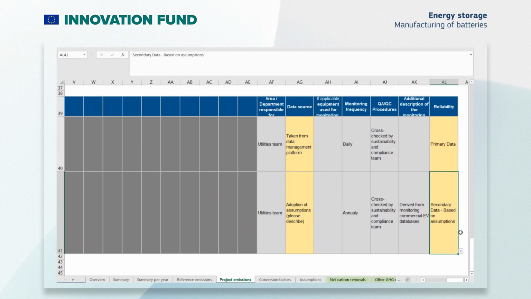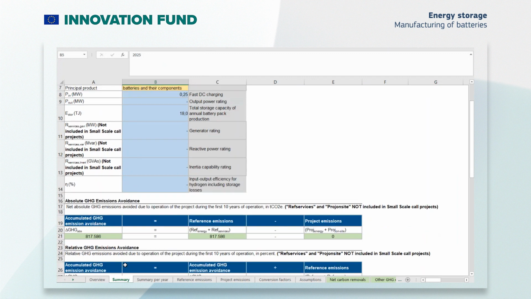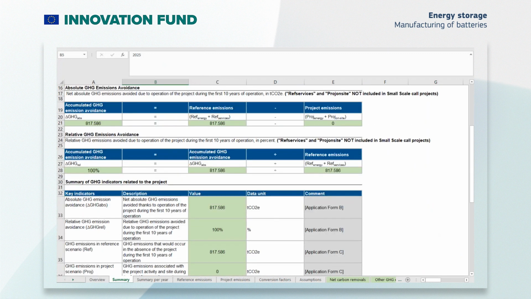Having calculated your reference and project emissions, the indicators informing the two GHG emissions avoidance criterion will be automatically calculated by the spreadsheet in the Summary tab. The absolute GHG emissions avoidance is calculated as the difference between reference and project emissions. And the relative GHG emissions avoidance is calculated by dividing the absolute reductions by the reference emissions. In this case, 100%.